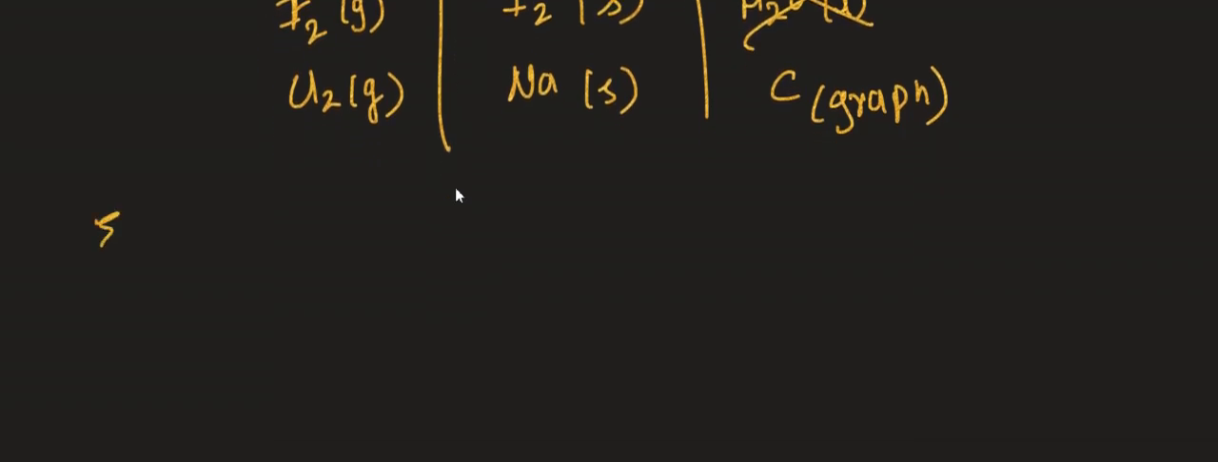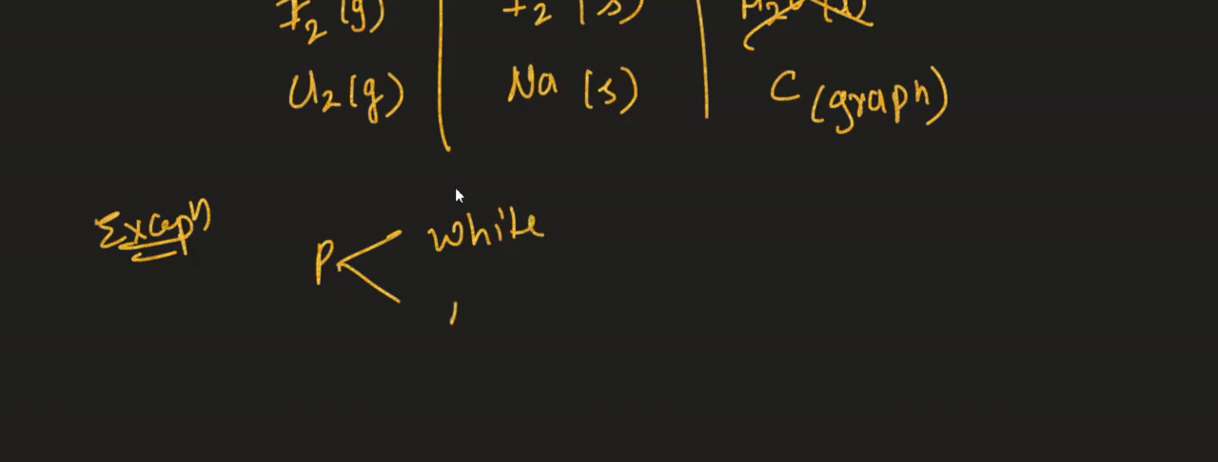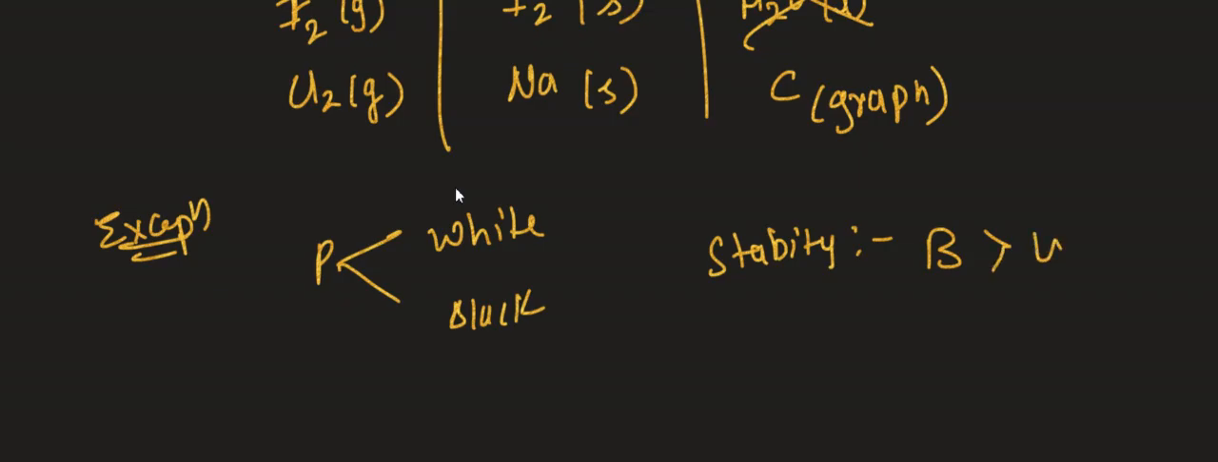So there is one exception. What is that exception? Phosphorus. Generally phosphorus is of two types: white color phosphorus and one more is black color phosphorus. So what happens in white color? Generally, if I ask you the stability order, what is the stability order? Black is more stable than white.